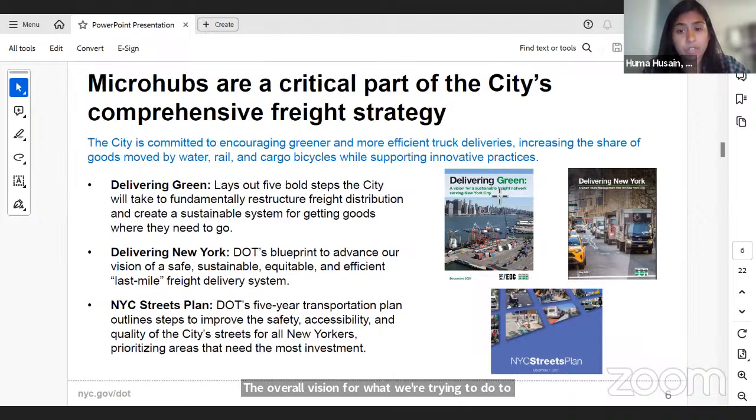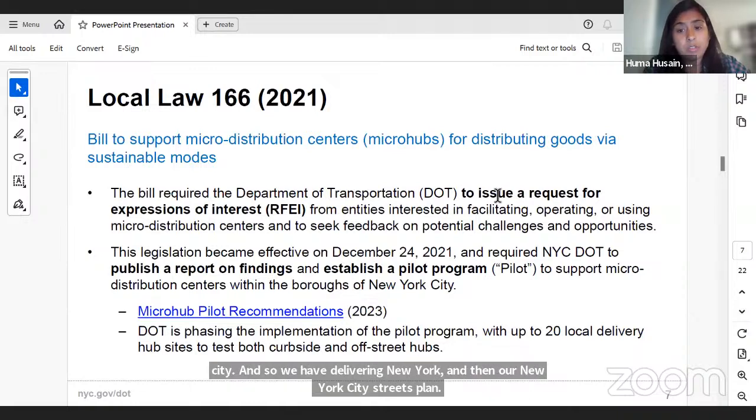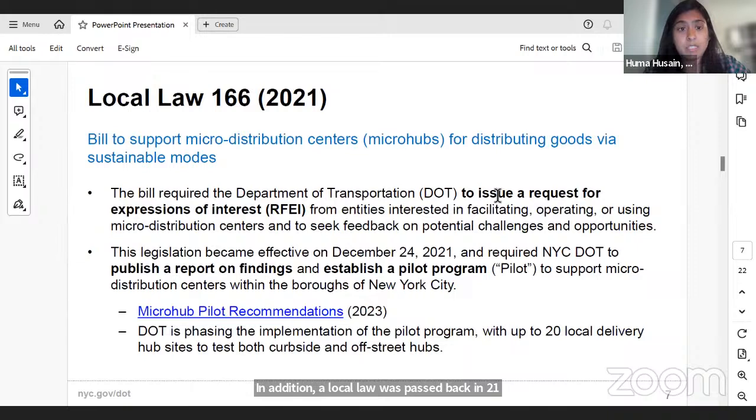And so we have Delivering Green, Delivering New York, and then our New York City Streets Plan. In addition, a local law was passed back in 2021, specifically requesting by city council that we consider this as a solution, the micro distribution hubs, which we're calling microhubs for short. And so we did a ton of research. We asked the industry to participate in some research to figure out what the problems were in the city, what solutions they're looking for and support from the city.